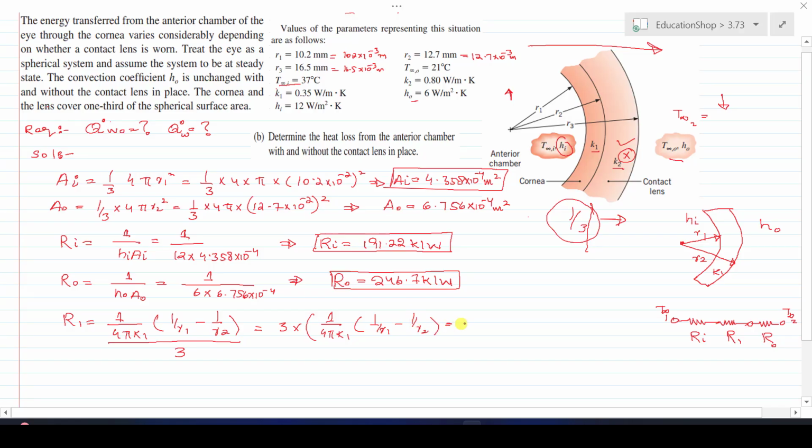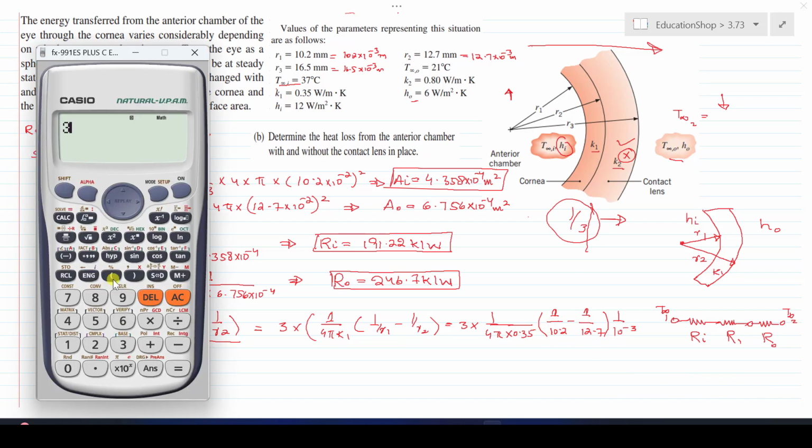Now just simply put the values and solve this on calculator. The value of K1 is 0.35 and the R1 value is 10.2 minus 1 divided by 12.7 into 1 divided by 10 to the power minus 3, because it is in millimeter, so take 10 to the power minus 3 as common outside. Now solve this on calculator. Now press this equal button and you will get the R1 value, that is 13.16 Kelvin per watt.